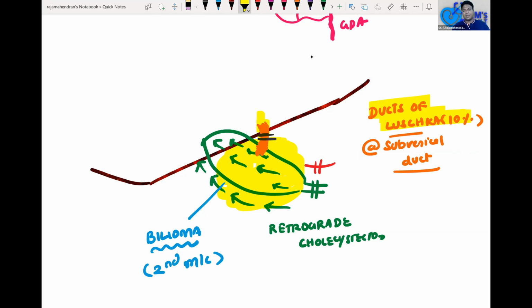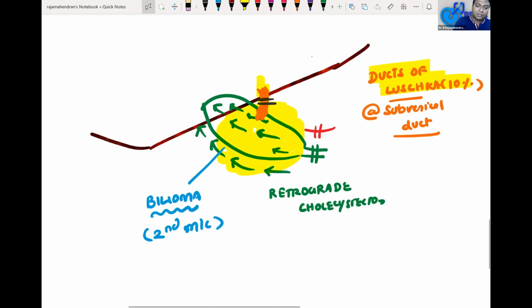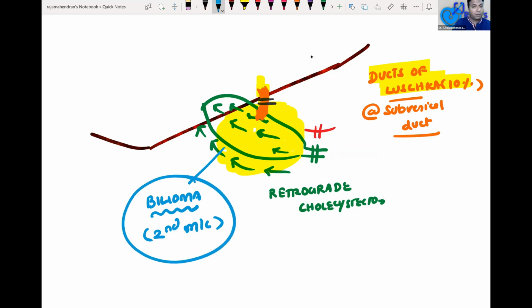It will stop by itself. So ducts of Luschka can cause bile collection in the post-operative period, and you will be very much scared to see a bile collection always. As a surgeon, you'll always be stressed and we will get sleeplessness when we see bile in the right hepatic, subhepatic region in the post-operative period. So bilioma is a dangerous problem we always face.